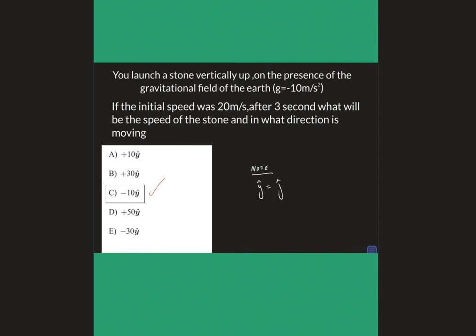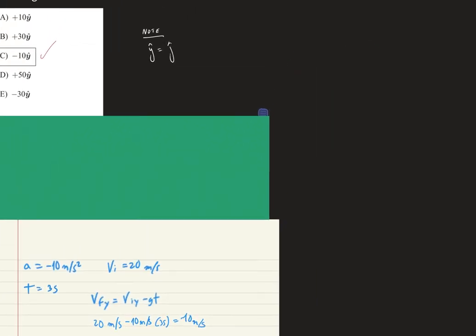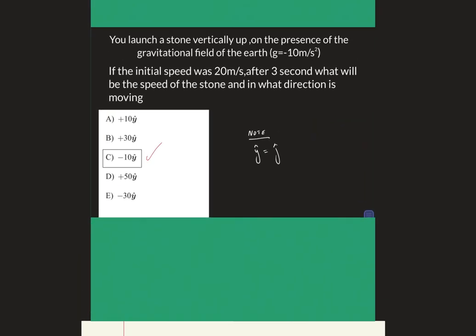Time, it says 3 seconds. So we use the formula V_y equals V initial minus g t. g t is gravity times time. V_y is basically the 20 meters per second. 20 meters per second minus 10 times 3 will be 20 minus 30, which gives us negative 10 meters per second. That's what will be C.